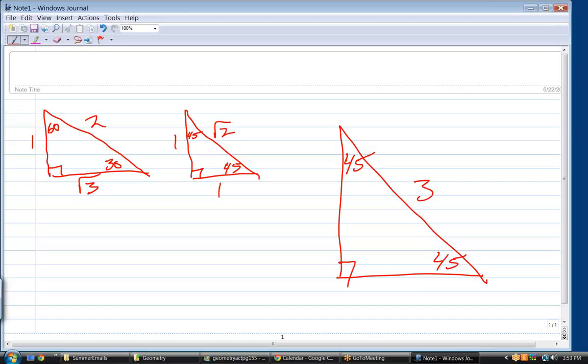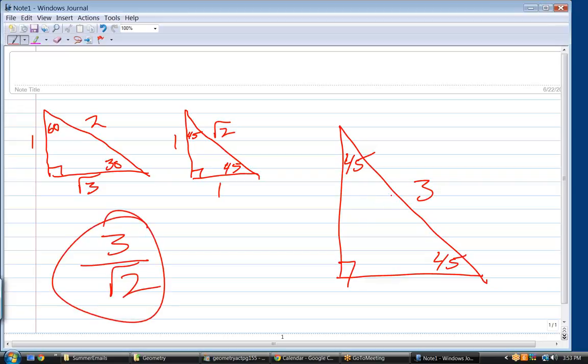When you do a similarity ratio, you can do it either way. You can do it small to big. I find that it's much better if you do it big to small. 3 is bigger than square root of 2. So let's make our similarity ratio that. In other words, that's how much bigger the triangle, each side of the triangle on the right is versus the triangle on the left. All right.